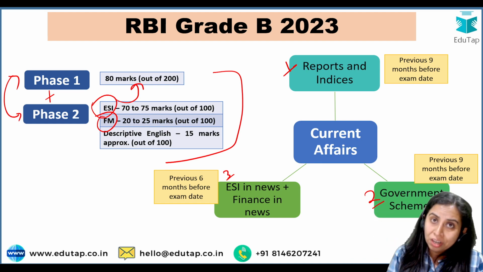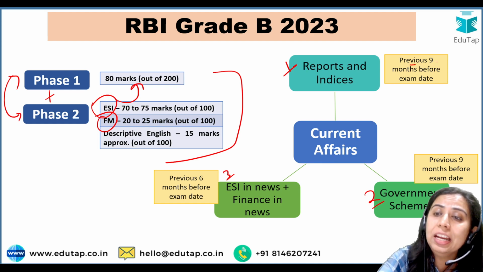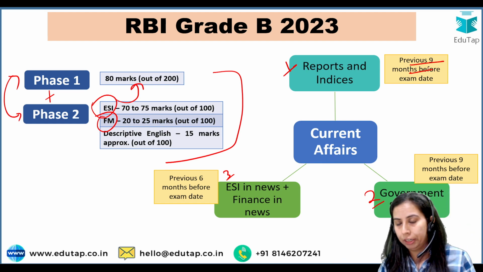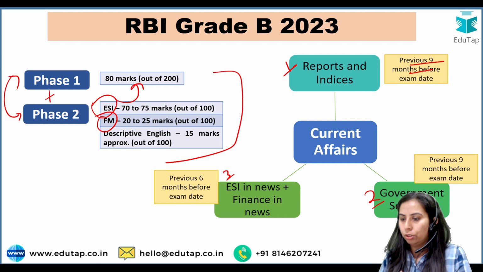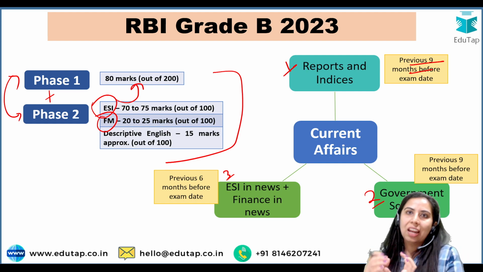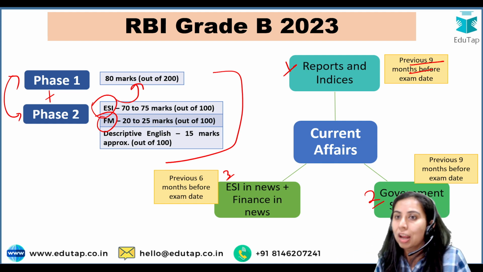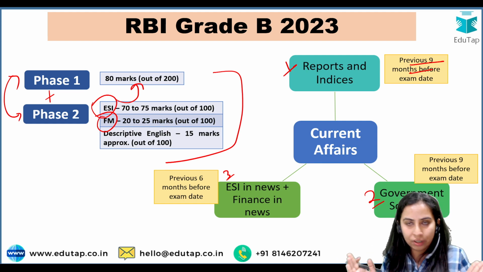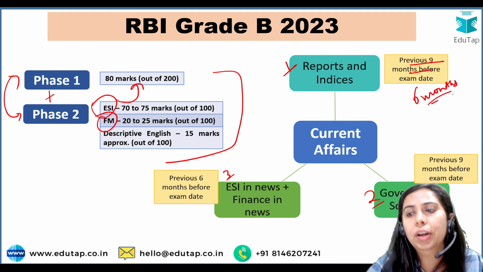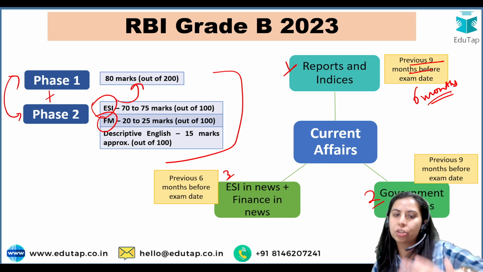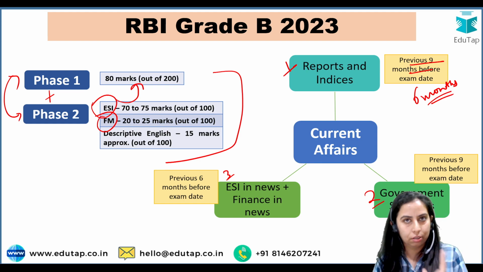Now, reports and indices from the previous 9 months before the examination date are relevant, right? Now, if you feel that 9 months is too much, that you do not have to prepare that much, then you have to restrict this and keep it to 6 months. But please do not go with less than 6 months of preparation in your RBI examination. I am telling you this, right?